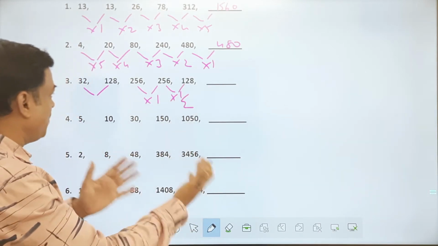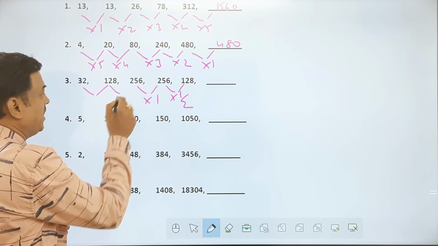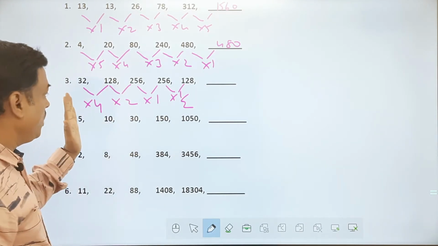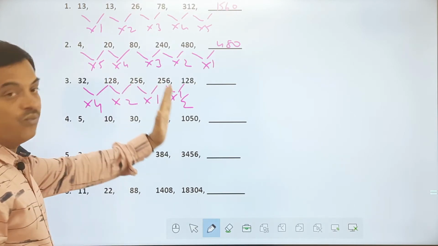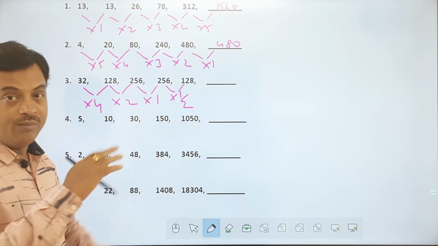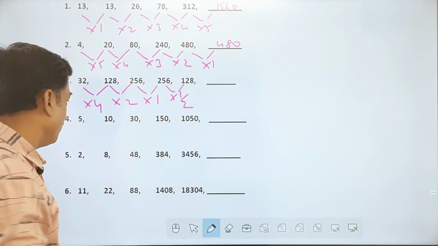I need not start from the beginning every time. So this one seems to be into 2 and this one seems to be into 4. So 4 has become 2, that means half, 2 has become 1, again half, half of 1 is half. So you can say every time it is getting multiplied and simultaneously the value is getting halved also.